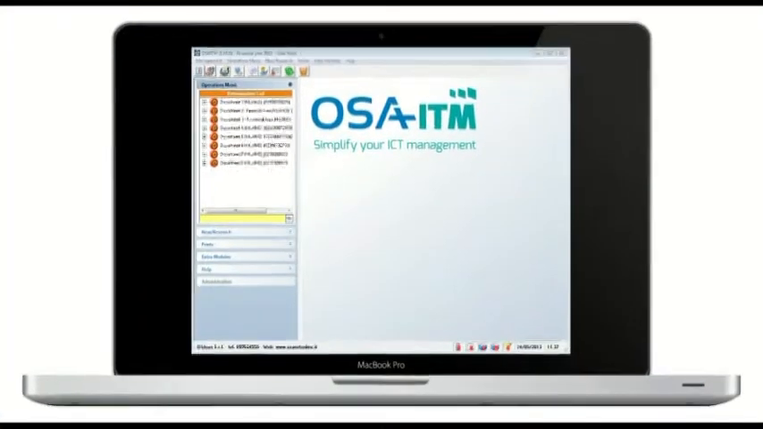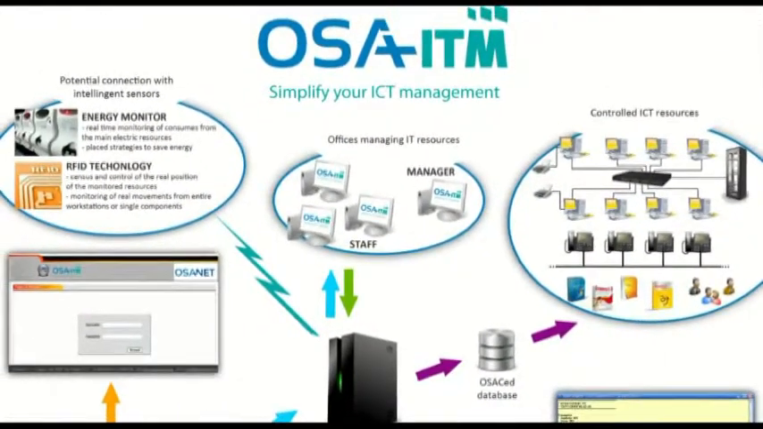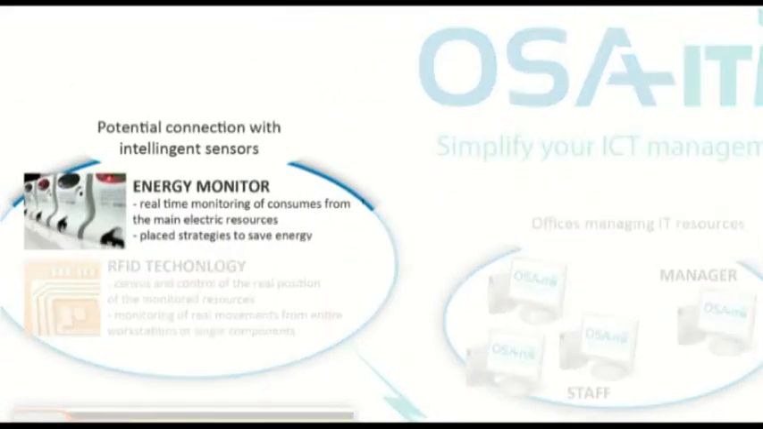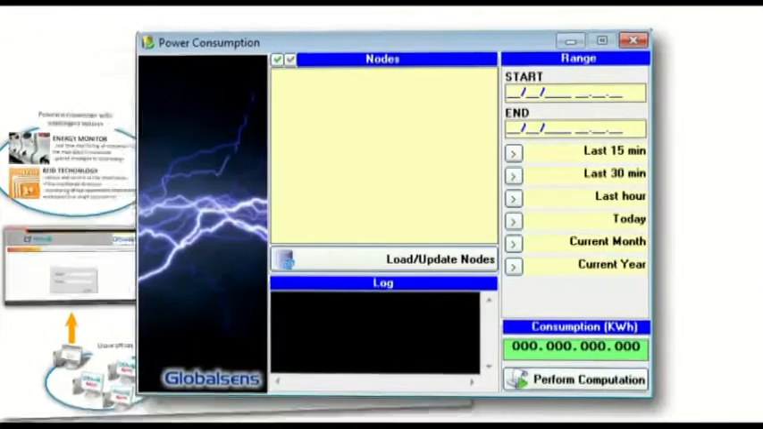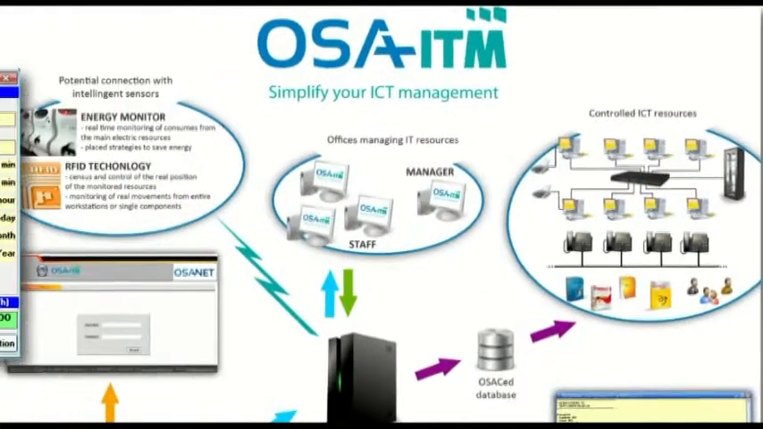OSAitm is made of add-on modules, including, for example, the Energy Monitor module and the RFID module. The Energy Monitor module allows you real-time monitoring of consumption and loads from the main electric appliances of the organization. This module is a prerequisite for the implementation of policies that aim at energy saving.